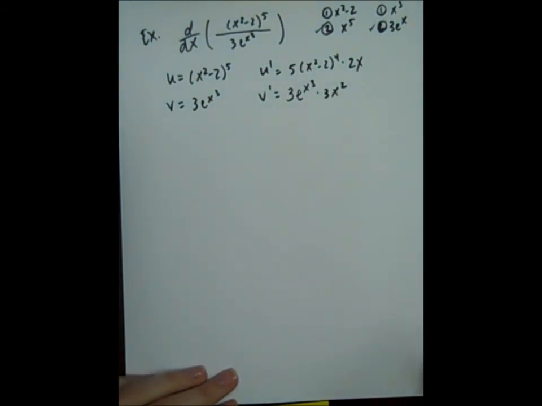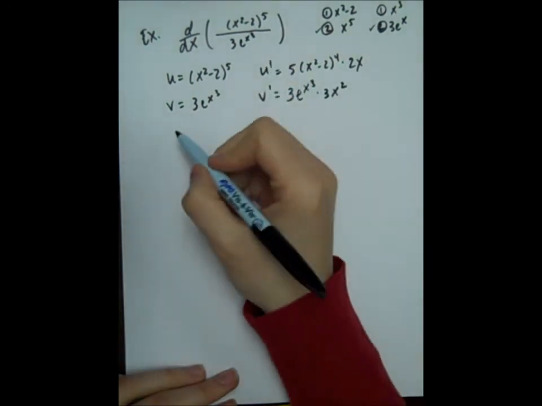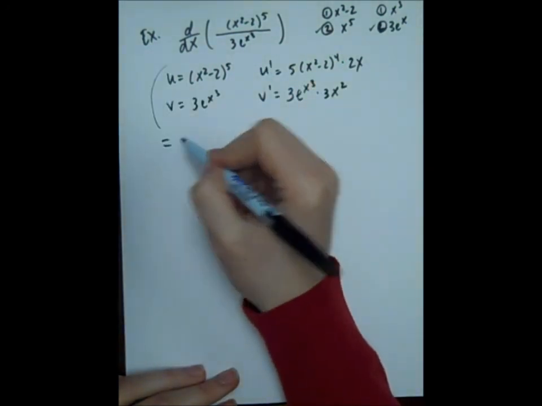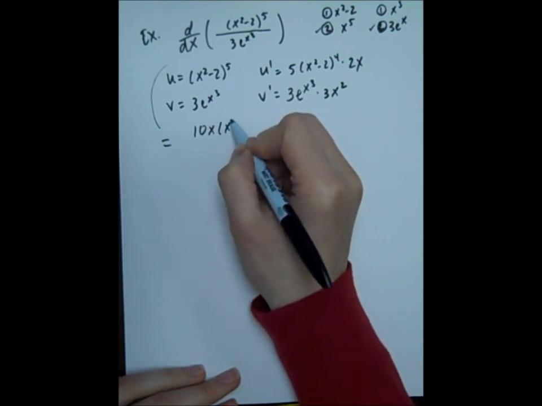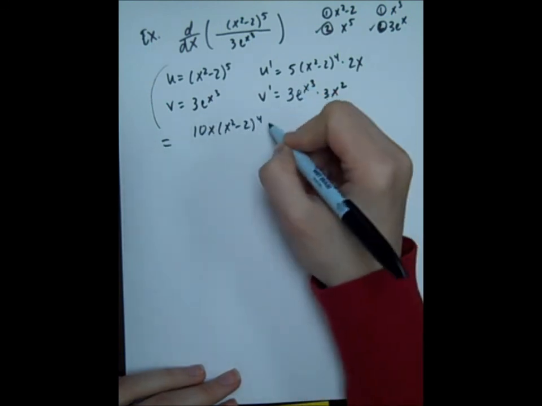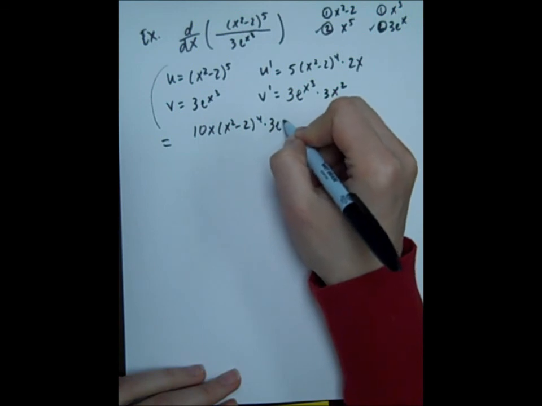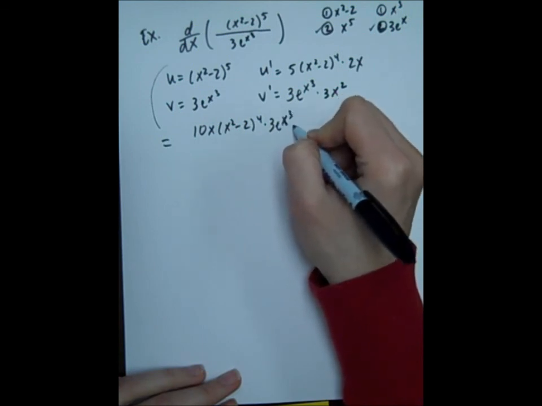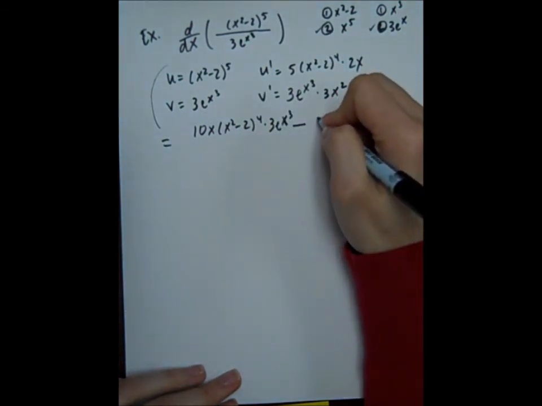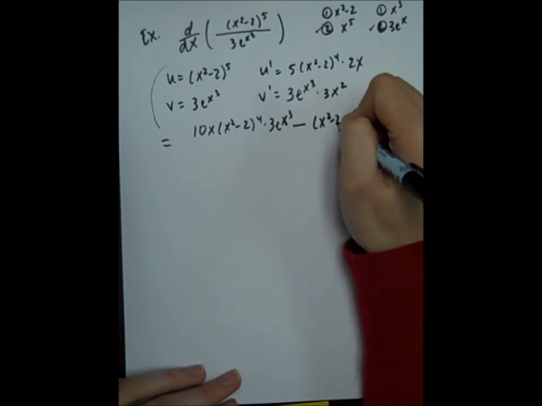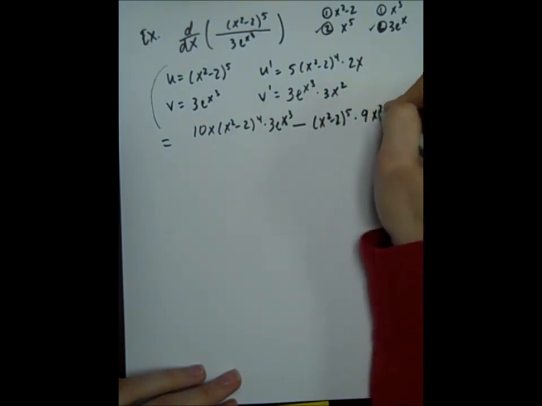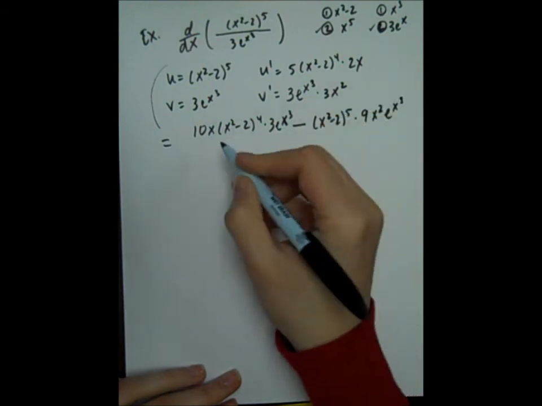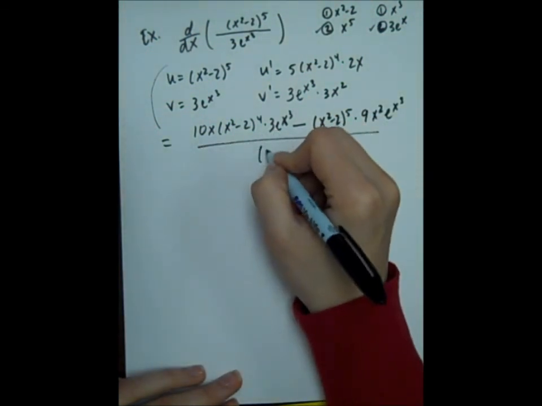Now I found my u, v, u prime, and v prime, so I plug it into my quotient rule. So the derivative is u prime v, so that's 10x, x squared minus 2 to the 4th, times 3e to the x cubed, minus uv prime, so that's x squared minus 2 to the 5th, times, and if I simplify this just a little bit, 9x squared e to the x cubed, all over v squared.